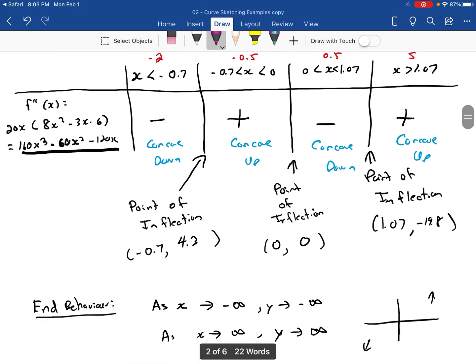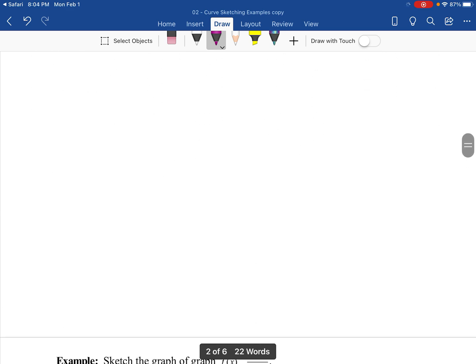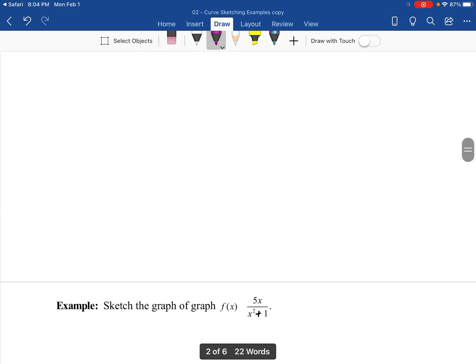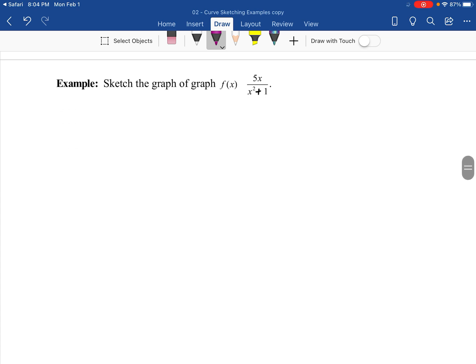Okay. That's the first of the graphing examples. I'm going to end the video there so you can absorb that and then come right back for a second graphing example. I'm going to go after 5x over x squared plus 1.